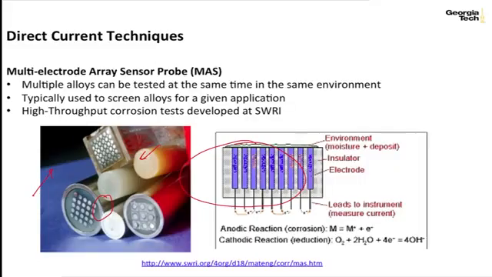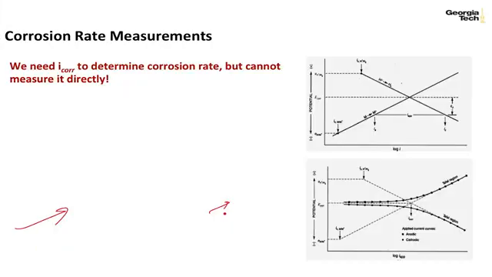You can use one electrode, or you can use multi-electrode array sensors. For example, here you can see that we have a number of electrodes embedded in the same electrode, and each one of them is connected to a potentiostat or electrochemical cell, and they can be different alloys, giving you different cells. Instead of having different cells, you can do all these tests in the same setup.